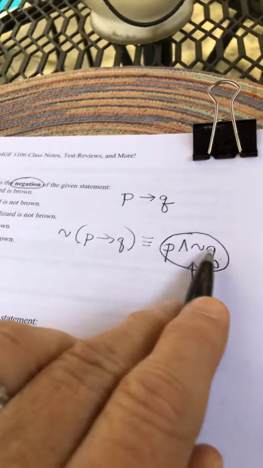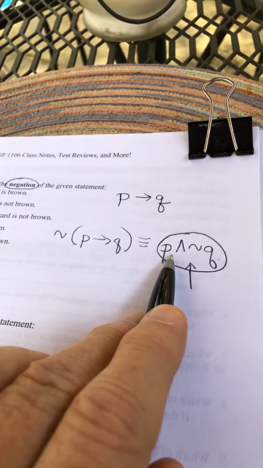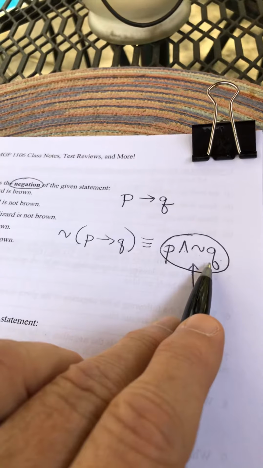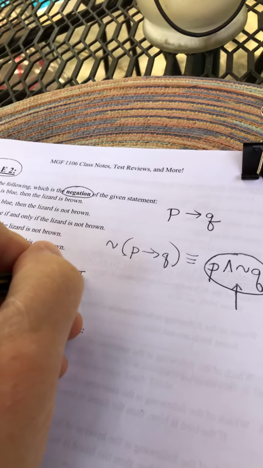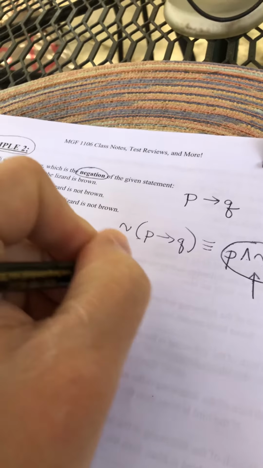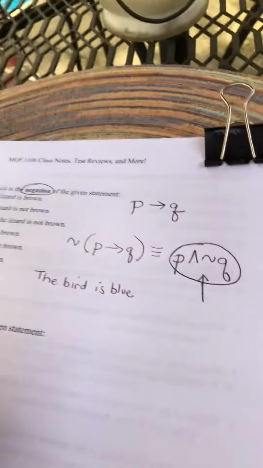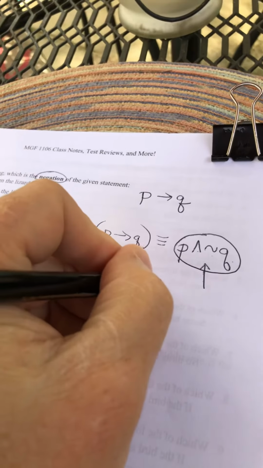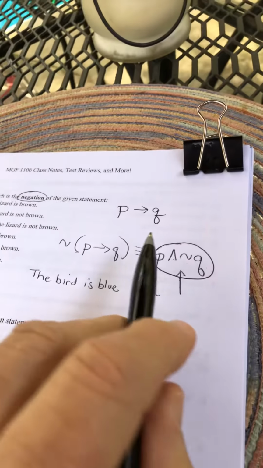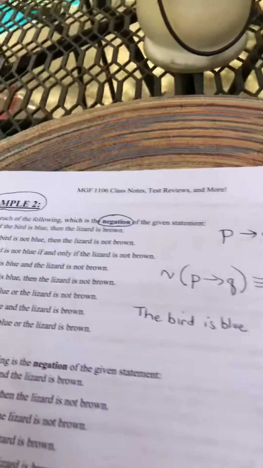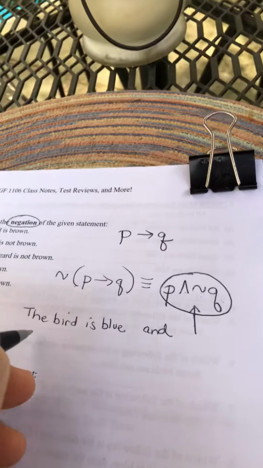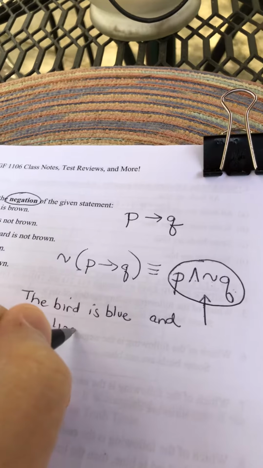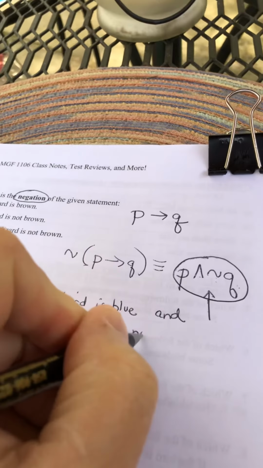This statement, which is our answer pattern, will not have the words if-then in it. So you just start with P, which would be what? The bird is blue. We know that this is an and, so we put and. And now our pattern tells us to take the negation of Q. Q is the statement, the lizard is brown. So the negation would be the lizard is not brown.